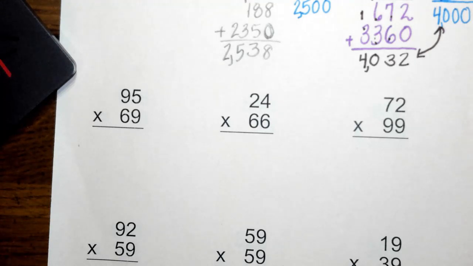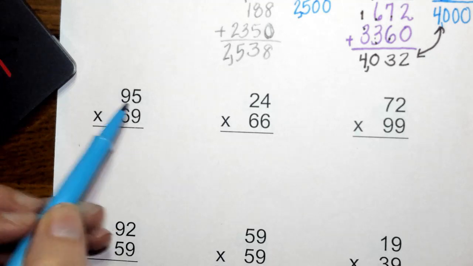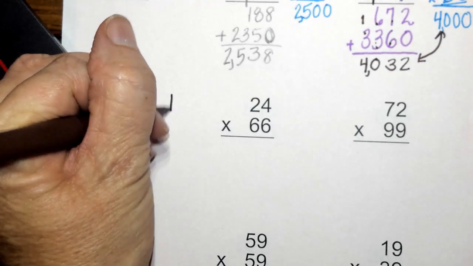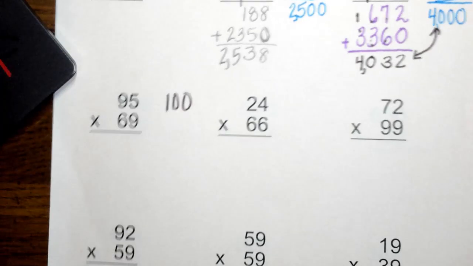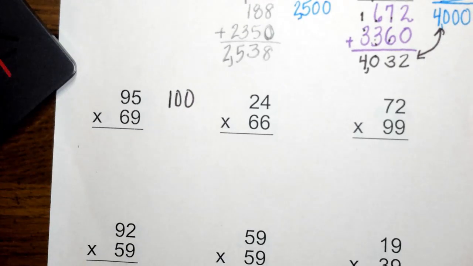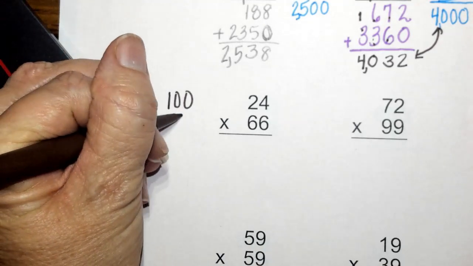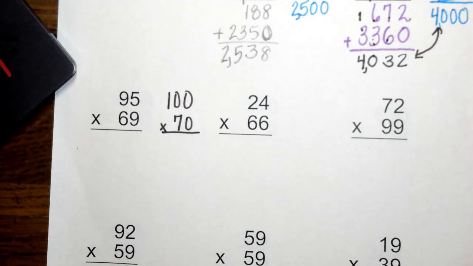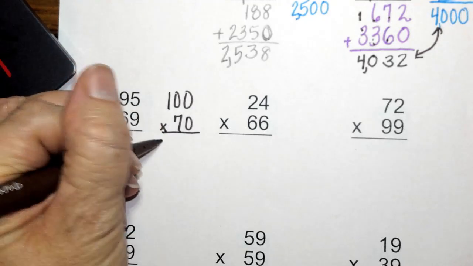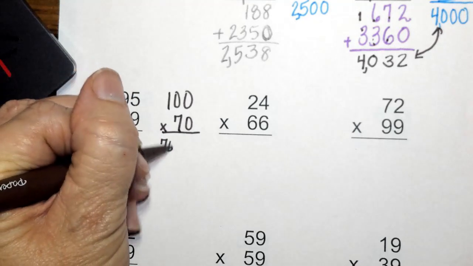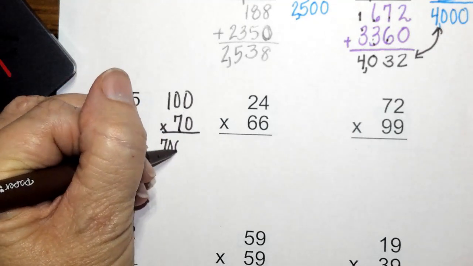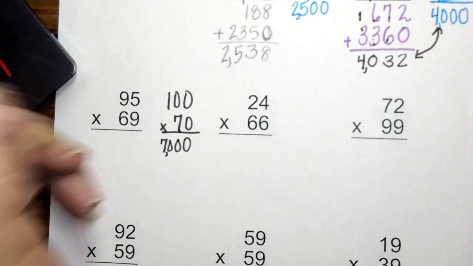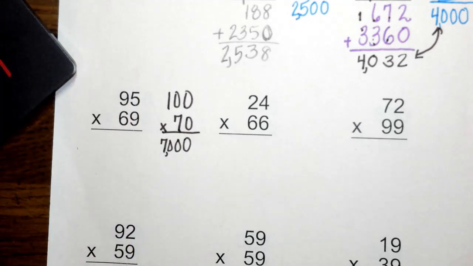So when we think about our easy estimate for 95, hopefully I don't have to say very much, but 95 is closest to 100. And when I think about the number 69, what is it closer to? Well, obviously it should be closest to 70. So when I think about my easy estimate, 7 times 1 is 7, 7 times 10 is 70, 7 times 100 is 700, and 70 times 100 is 7,000. So my easy estimate is 7,000.